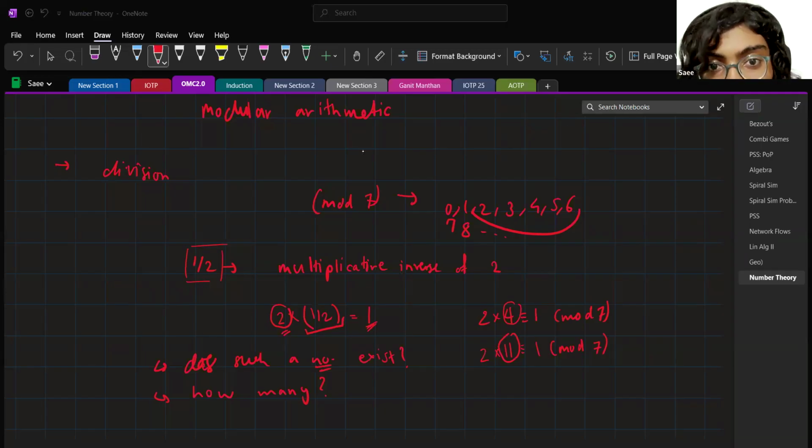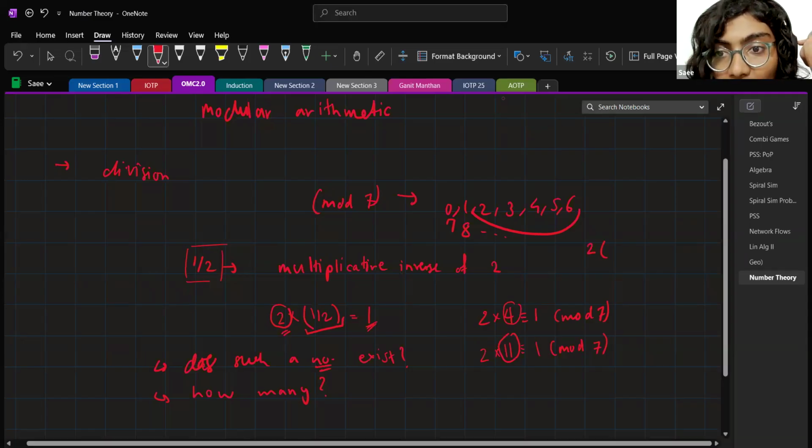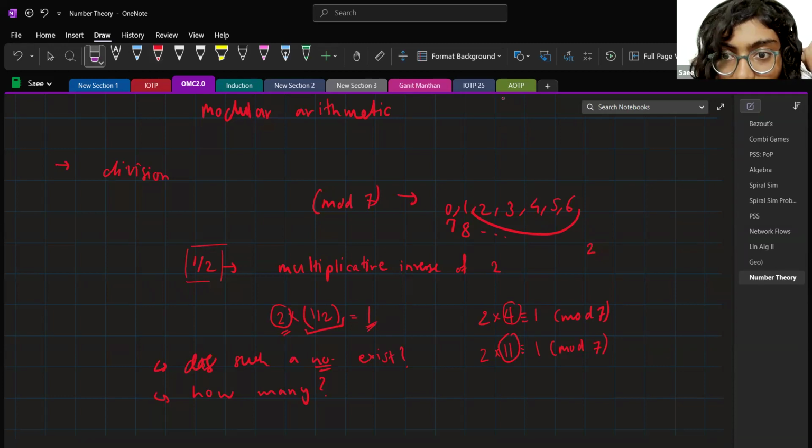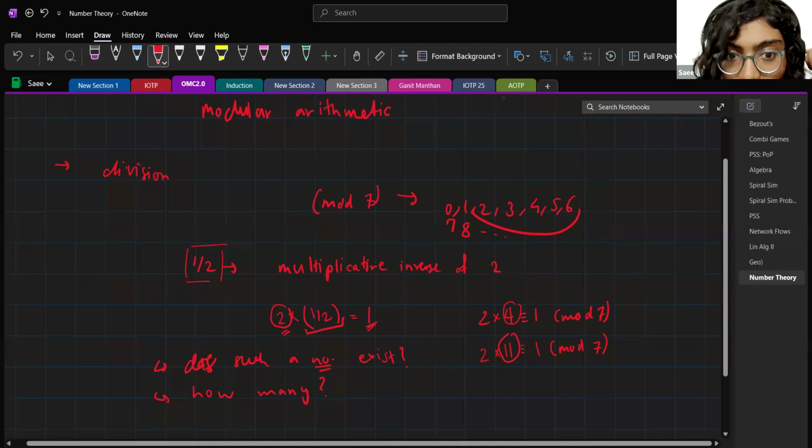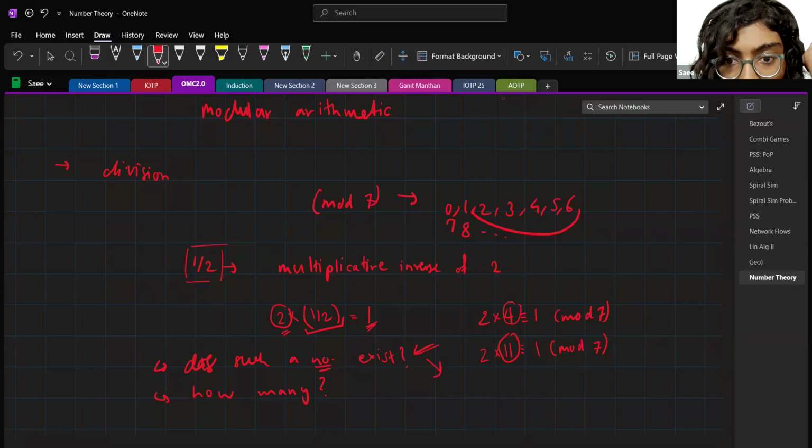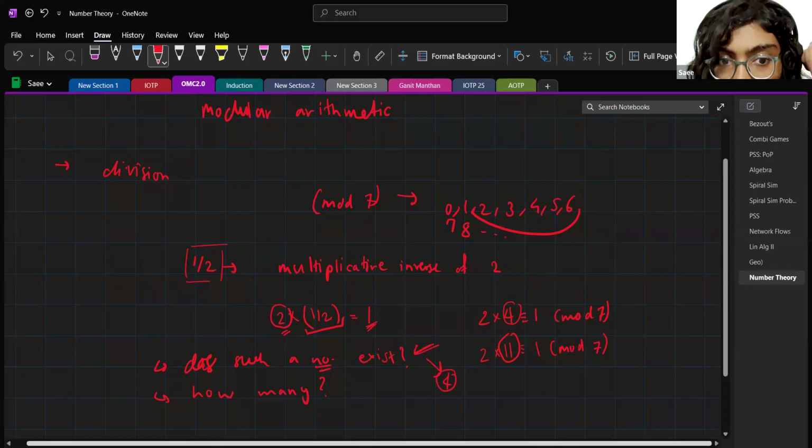I see it in the chat. I see some nice ideas in chat. So basically, if you have anything which is 4 mod 7, that works. If you multiply 2 by anything which is 4 mod 7, you're going to get 1 mod 7. So yeah, such a number does exist, and maybe 4 is that number.